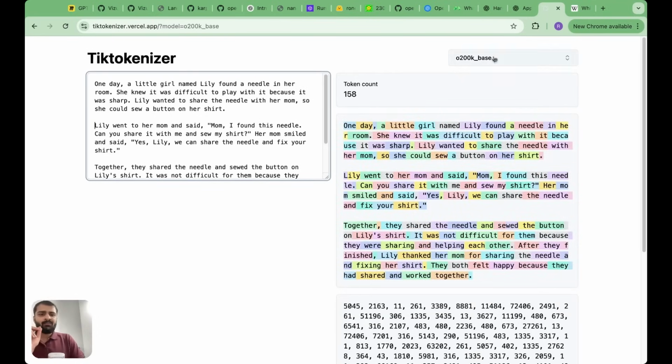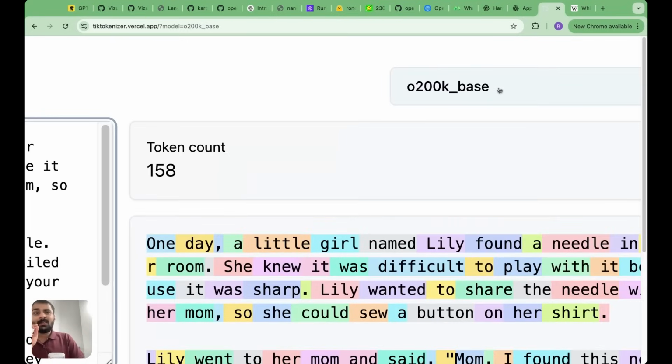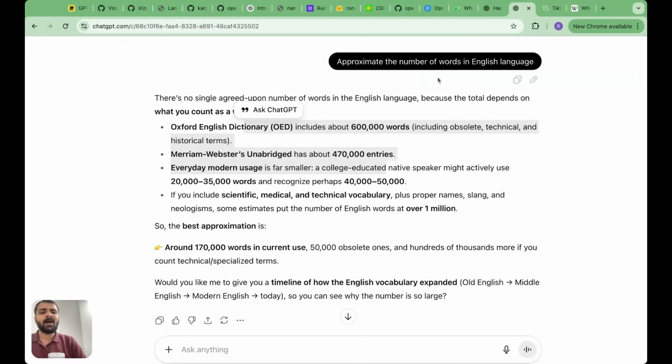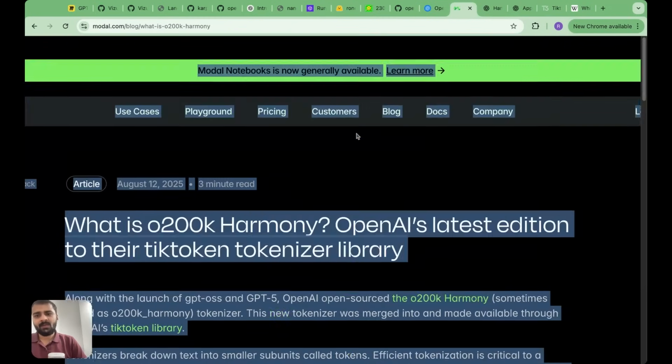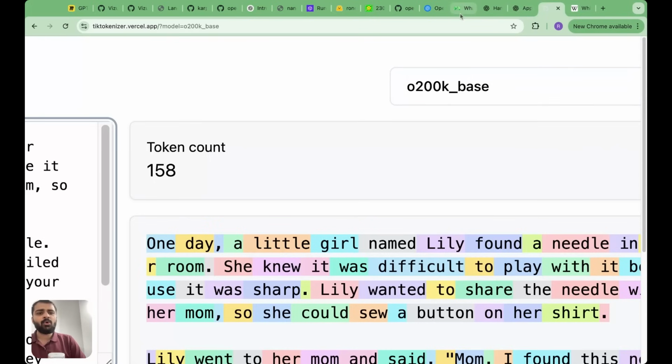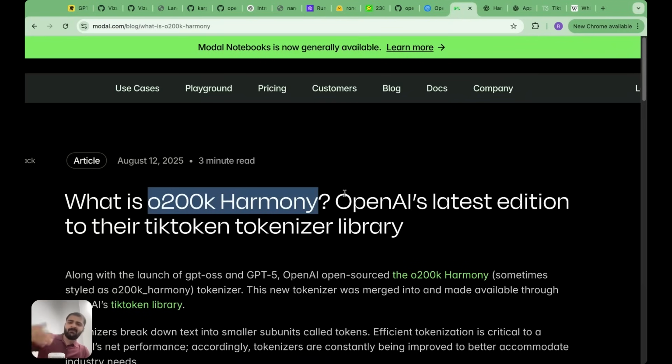Okay. But this O200K base, that's not what GPT-OSS uses. They went one step further than that, and they actually released something which is called Harmony. So it's called O200K Harmony. So O200K base is what we saw. O200K Harmony is one step after this point, right?